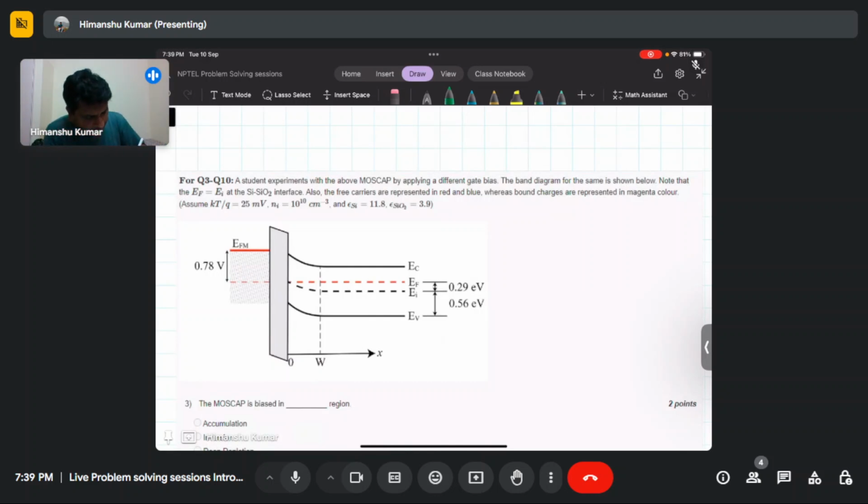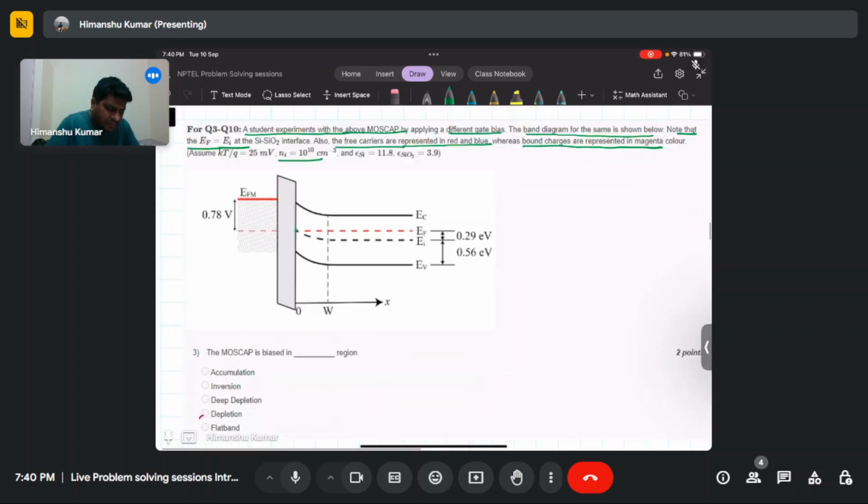A student experiments with the above MOSFET by applying a different gate bias. The band diagram for the same is shown below. Note that EF equals EI at the SiO2 interface. Also, the free carriers present are represented in red and blue, where the bound charge is represented in magenta color. Assume kT by q equals 25 milli electron volt, and ni is 10 power 10 per centimeter cube, and the other typical parameters are given.